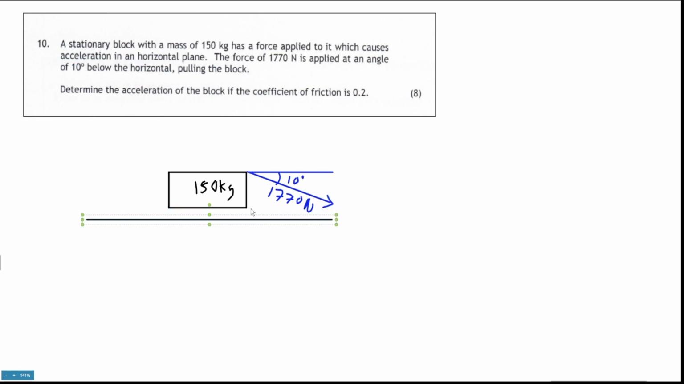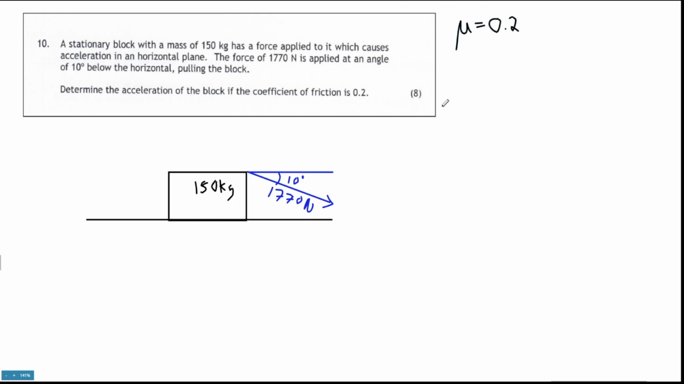Yeah, I don't really see it anymore. Let's just make it so you can see it clearly. There we go. Nice. 10 degrees. Okay, nice. Determine the acceleration of the block if the coefficient of friction is 0.2. Coefficient of friction, that's mu. We'll put it up here, 0.2. We're going to be using it in a second.